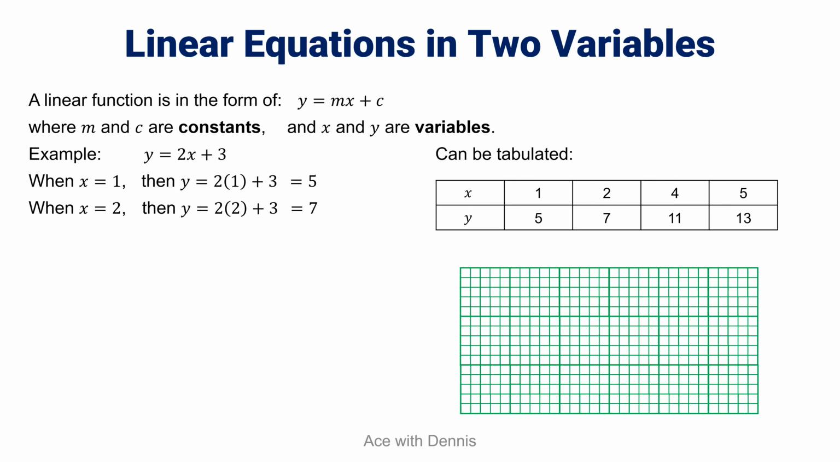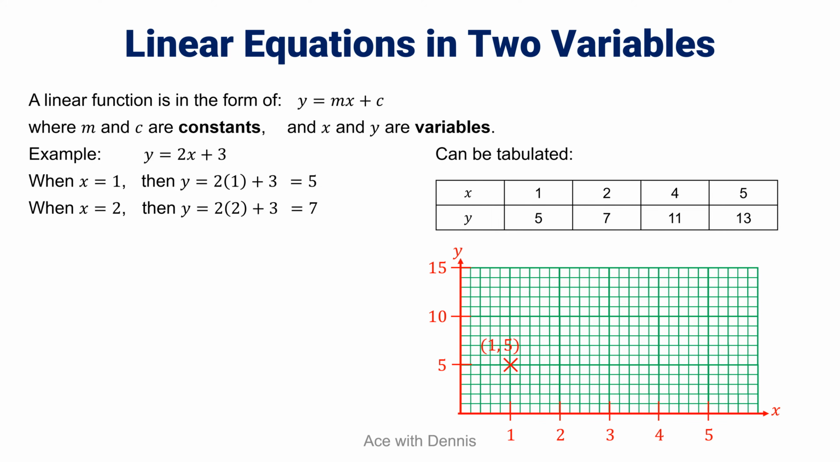So let's draw it out here. This is the Cartesian graph. We have the x-axis and we have the y-axis. We have a scale for the x-axis of 1 cm to 1 unit. So we have 1, 2, 3, 4, 5. And for the y-axis, we put a scale of 1 cm to 5 units. So this is 5, then 10, and 15.